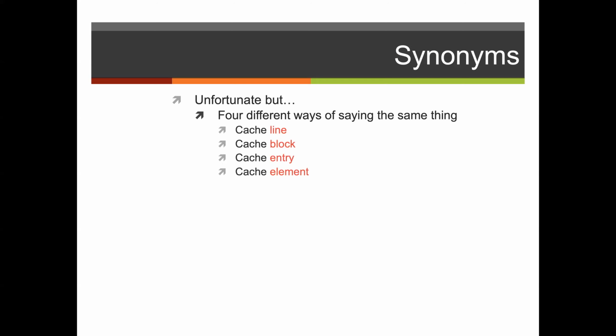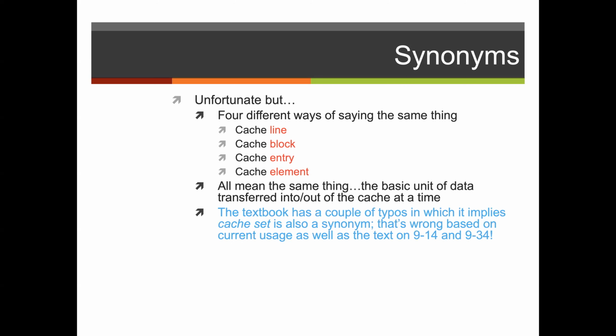Let's keep in mind some terminology that we need to be sure to consider. We have essentially 4 different ways of saying the same thing. It can be confusing, but different documentation will use these terms interchangeably. When we're talking about a cache entry, cache line, or cache block, they all mean the same thing. You can refer to it as a cache line, a cache block, a cache entry, or a cache element. All of these terms mean the same thing: the basic unit of data that is being transferred in or out of the cache at a time.